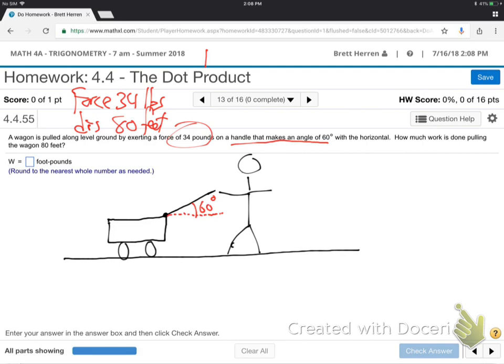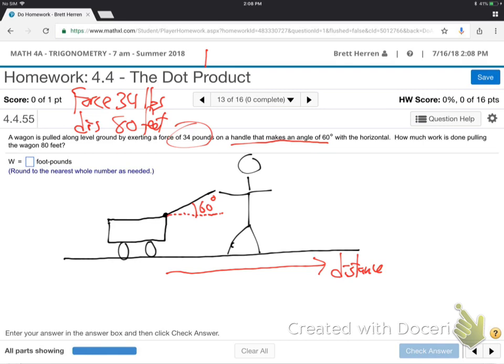Is it because the 34 pounds aren't going in the same direction? Yeah, are those lined up? Let's be super clear. What's the direction of the movement? Straight right, right? The wagon's not floating in the air. The wagon's going to move straight to the right. So there's the distance vector. See where vectors are coming in? That's the distance vector. It's moving straight to the right.